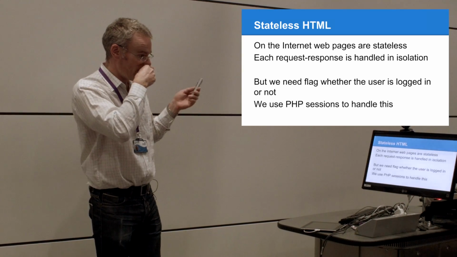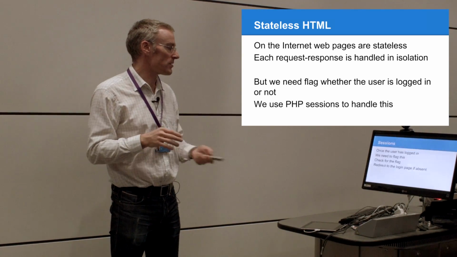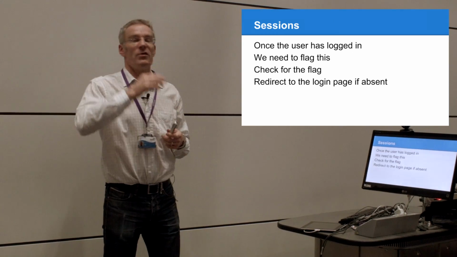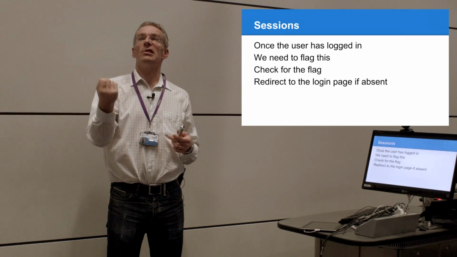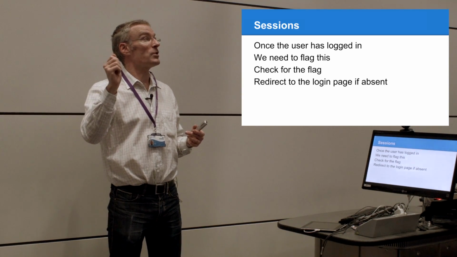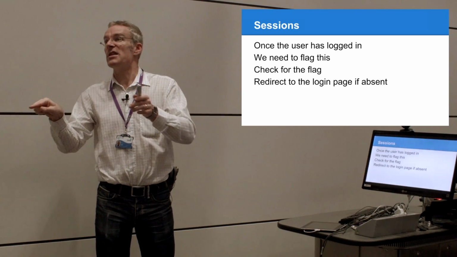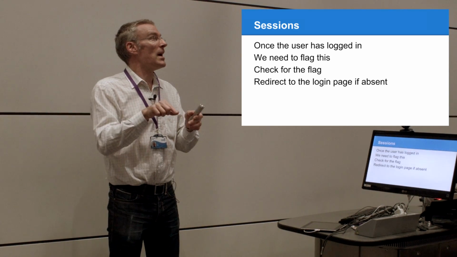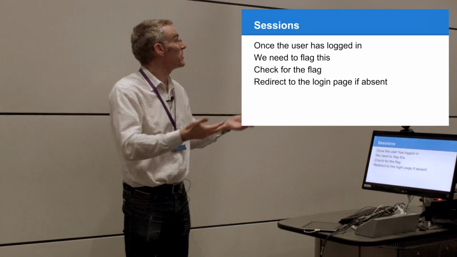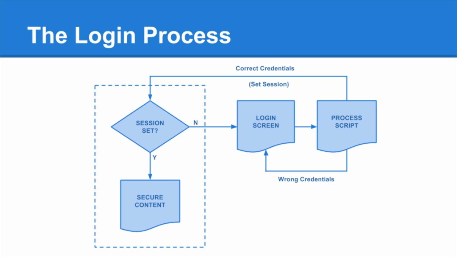But the end result's the same. And we're going to use something called a PHP session to handle this. So the idea is, as soon as the user logs in, we need to put a little flag on the server to say this user is logged in. And then when they do try and access a page, we check to see if the flag's there. If the flag is there, we give them access to the forms and the data. If the flag's not there, we need to redirect them. Like that. That's a little diagram to try and explain the process here.